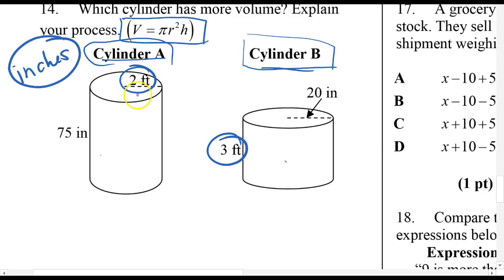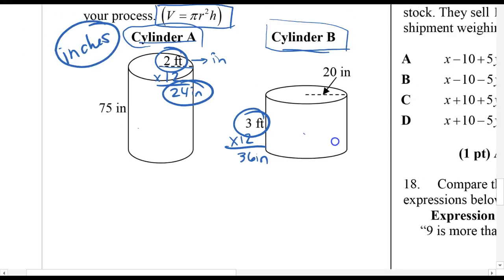This 2 feet, I'm going from feet to inches, big to small, so I'll multiply. How many inches is in 1 foot? 12. 24 inches. So this length right here is 24 inches, the radius of our cylinder. Over here, this is the height of the cylinder, and I do the same thing, multiply by 12, and I get 36.